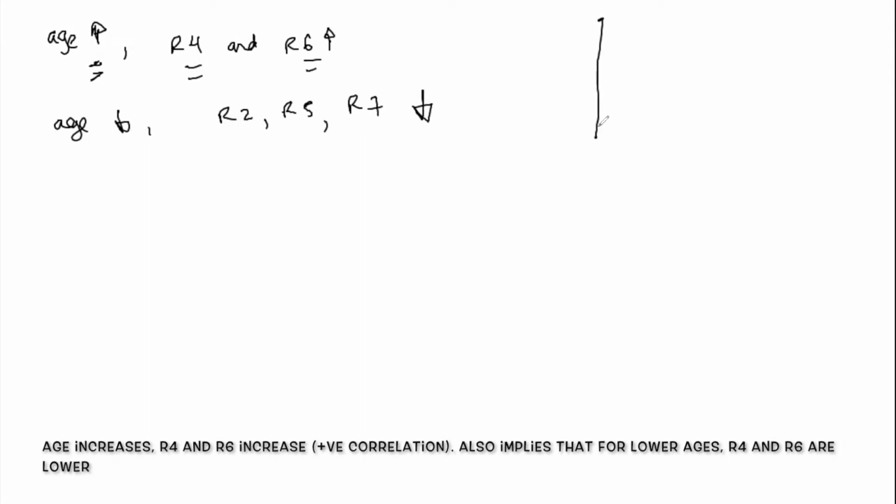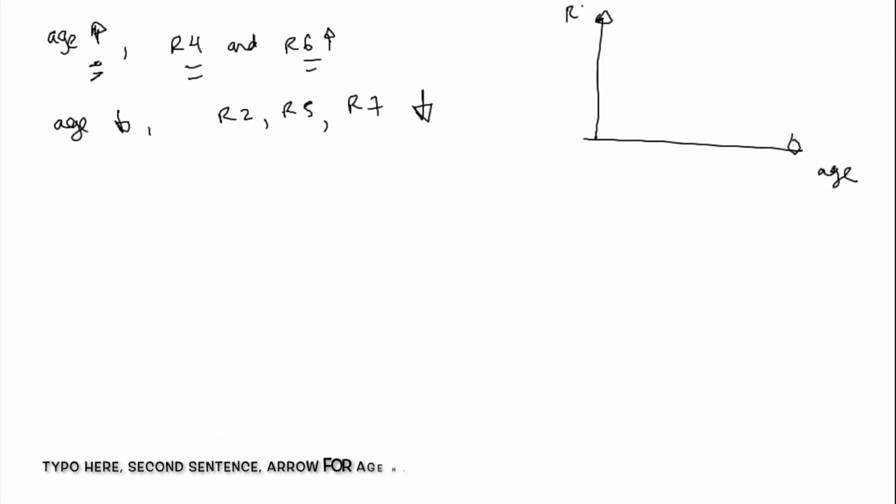So you can imagine a sort of graph here where we've got age on the x-axis and here we've got R4. Let us say someone's age is here, R4 would be somewhere here. If we increase age, there is a positive correlation, meaning R4 is going to increase as well. So we can imagine a sort of scatter plot somewhere like that.